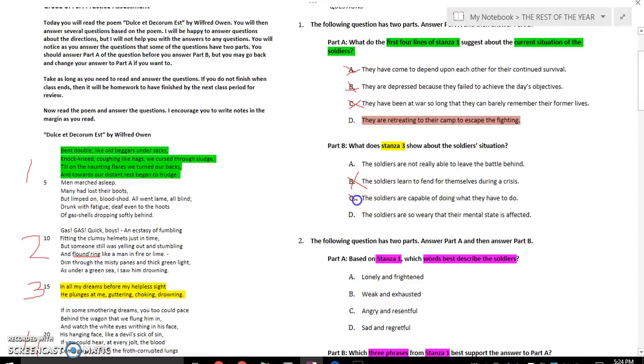Sure, but that's not really revealed in stanza 3. The soldiers are so weary that their mental state is affected. I can see this, since their mental state has to do with their dreams, but if they're aware that they're dreaming, it's not really a mental issue here. So we're going to eliminate D as well.